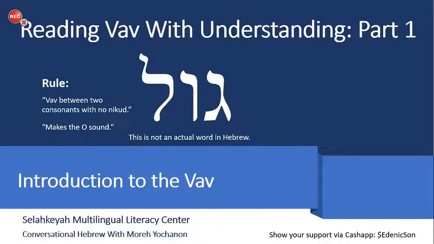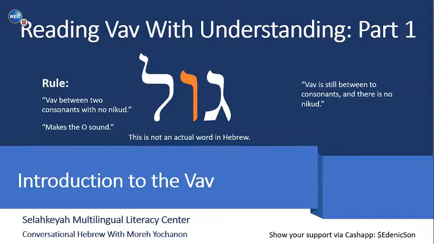I hope you guys are getting the hang of this, okay? You have to know what sound these letters make. Okay, let's try one more time. Gimel makes the G sound. G, G, G, G.